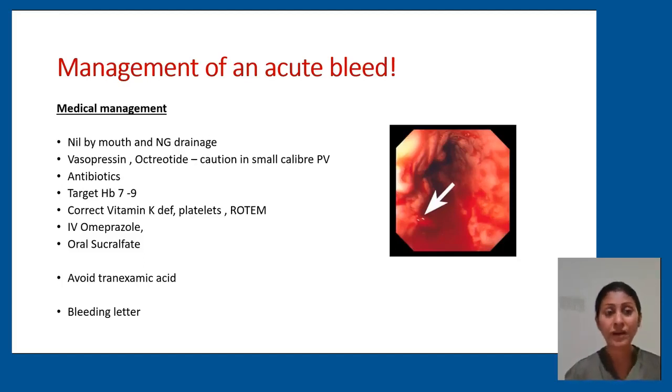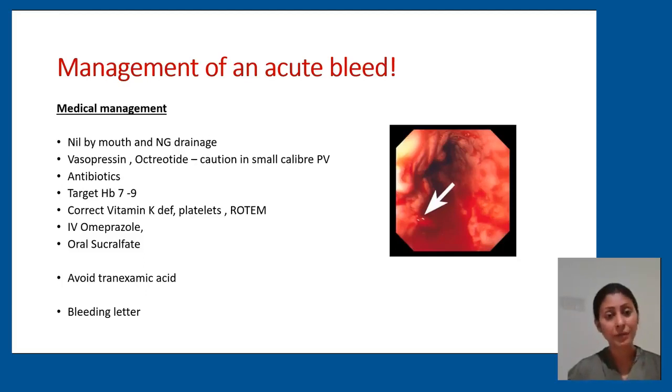It's very important you cover them with antibiotics. The reason is acute bleed can cause further decompensation of chronic liver cell disease, and they can die during a bleed due to decompensation and encephalopathy, not due to bleeding. So it's very important you cover with antibiotics.